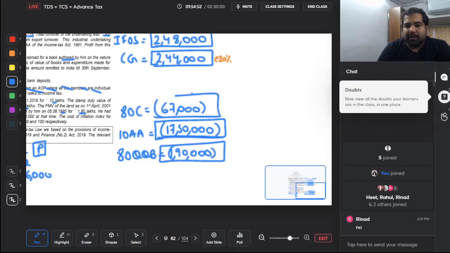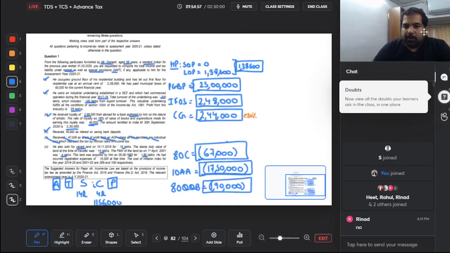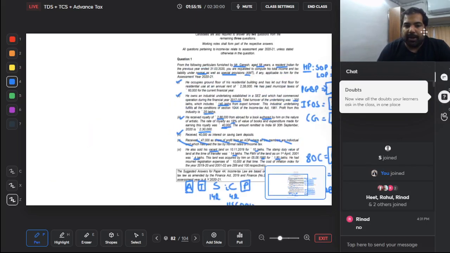Perfect. Are we all set to do this? Yes, we are all set. Let's start. So house property 1,38,600 plus PGBP 25 lakhs plus IFOS 2,48,000 plus capital gain 2,44,000, which is 31,30,600. So I'm writing it here. Gross total income is 31,30,600.